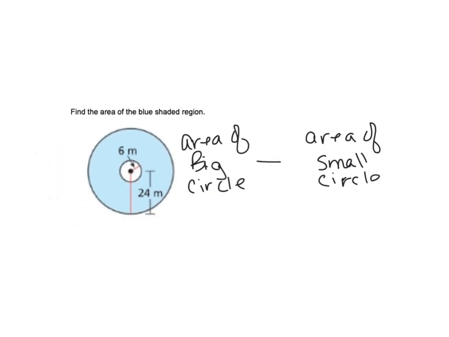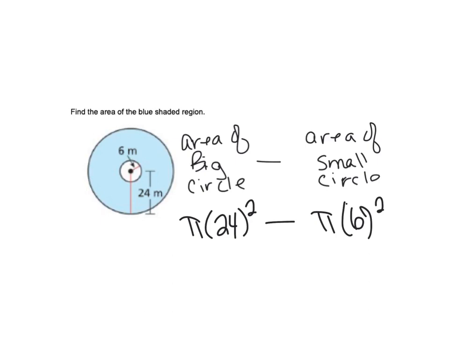So my area of my big circle here has a radius of 24. So if you see that, it actually does go from the center of the big circle all the way out. So the area of the big circle is going to be pi r squared. So I'm going to have pi times 24 squared. I'm going to subtract the area of the small circle. The small circle has a radius of 6. So I'm going to have pi times 6 squared. And 24 squared, I believe, is 576. So we have 24 squared is 576 pi.